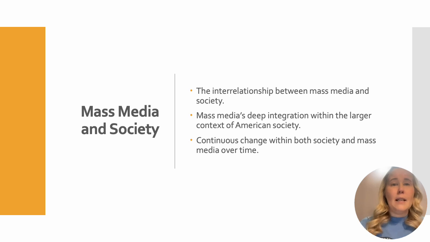So when it comes to mass media and society, what we really need to recognize is that there is an interrelationship between mass media and society, and there are clear impacts from the media on how our society operates. Because mass media is so deeply integrated with the larger context of American society, I mean, we have amendments that surround our access to media. That means that there's continuous change within both society and mass media over time because they influence one another. So that means for us as communicators and those who are studying mass media theories, we are going to be able to better understand why American society is the way it is right now because we can understand the influence that the media has.